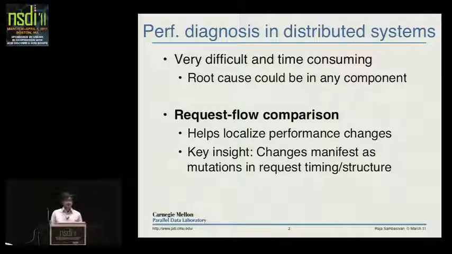Request flow comparison is a technique we've developed for automatically localizing the source of performance changes. It relies on the key insight that such changes often manifest as changes in the flow of requests through the distributed system, for example, the components they visit, the functions they execute, and so on, or in their timing. Explaining these differences and showing how they differ from previous behavior can significantly localize the source of the problem and focus developer efforts.